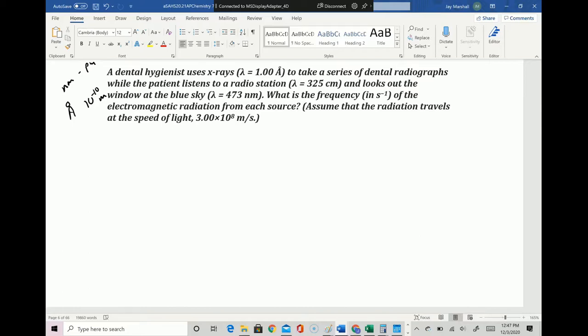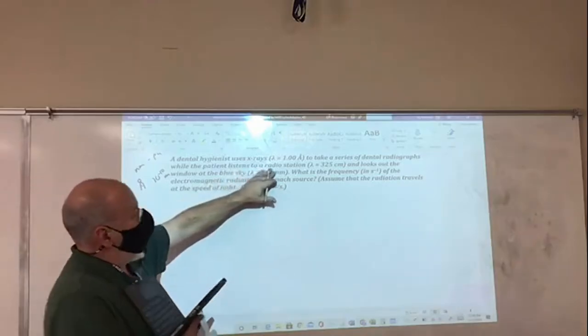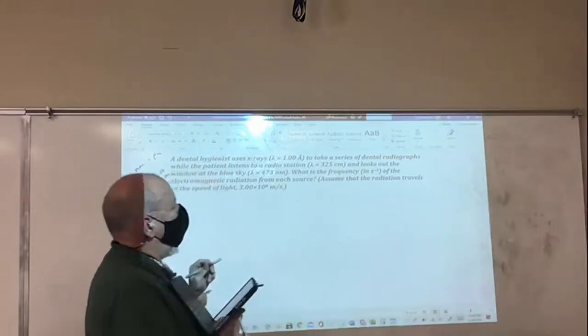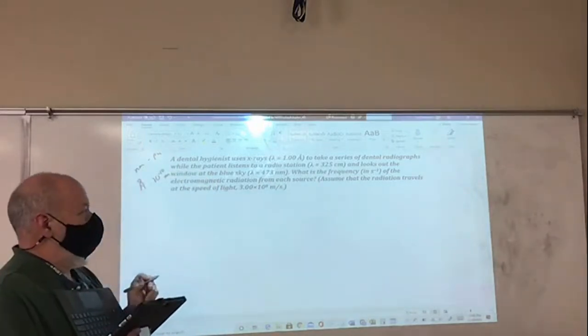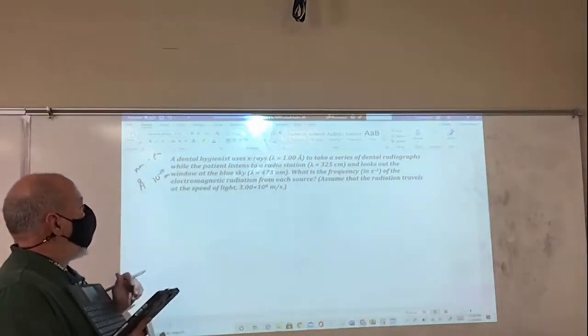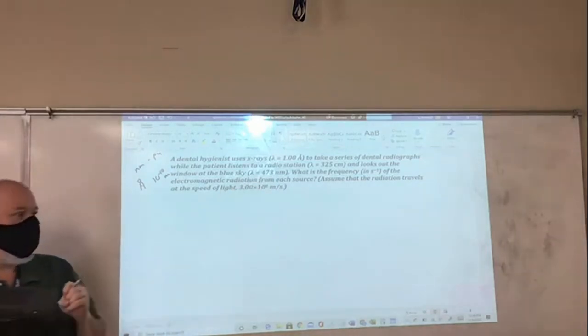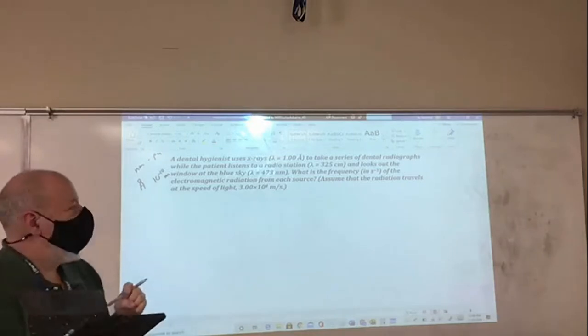Okay, so dental hygienists use X-rays at 1 times 10 to the negative 10th meters to take a series of dental radiographs while the patient listens to a radio station with a wavelength of 325 centimeters and looks out the window at the blue sky with a wavelength of 473 nanometers.